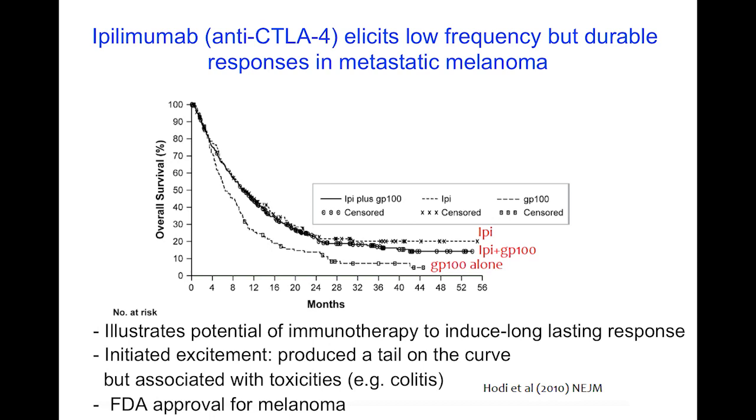And of course, this was translated to therapy with ipilimumab, and Steve Hodi at the Dana-Farber Cancer Institute down the street led the clinical trial that led to the approval of ipilimumab for melanoma. And this really illustrated the potential. The 20% of patients who had a long-term response first illustrated the potential to induce long-lasting responses and initiated the first excitement that you could produce a tail on the survival curve. But this was associated with toxicities, in particular colitis, but did lead to the FDA approval.